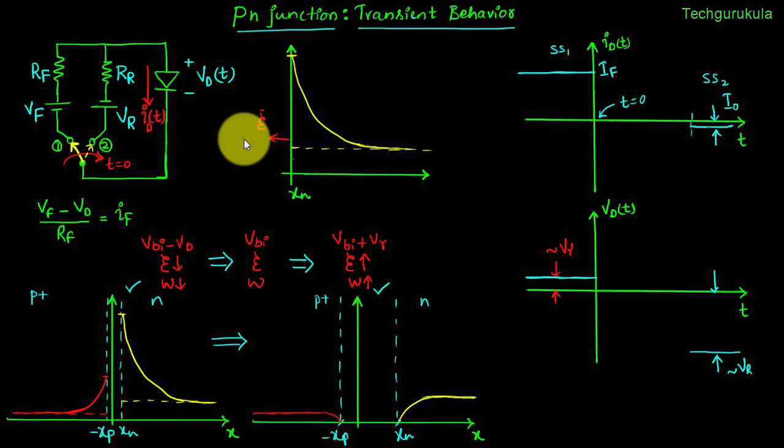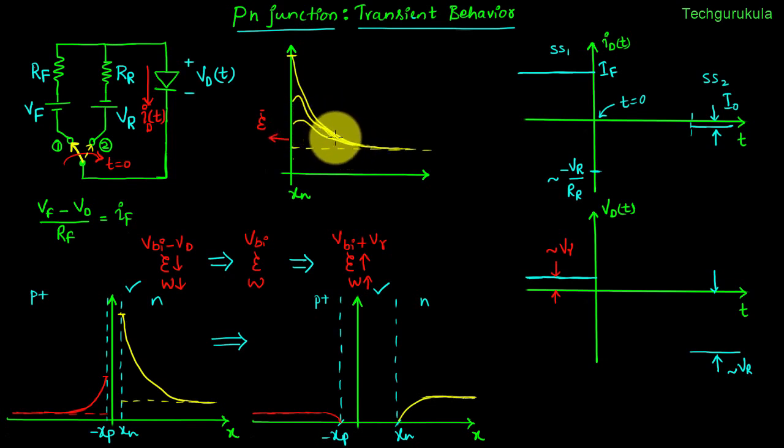And as there are plenty of carriers which can move, the current wouldn't be limited by how much the diode can supply. Instead, it would be limited by the external resistor RR. So as a result, the amount of current that can flow would be approximately equal to minus VR over RR. And as the electric field keeps taking off the holes, the hole concentration at the edge of the depletion region would decrease and it would become like this. And as time progresses, the electric field would increase. As a result, more holes would be swept across the depletion region.